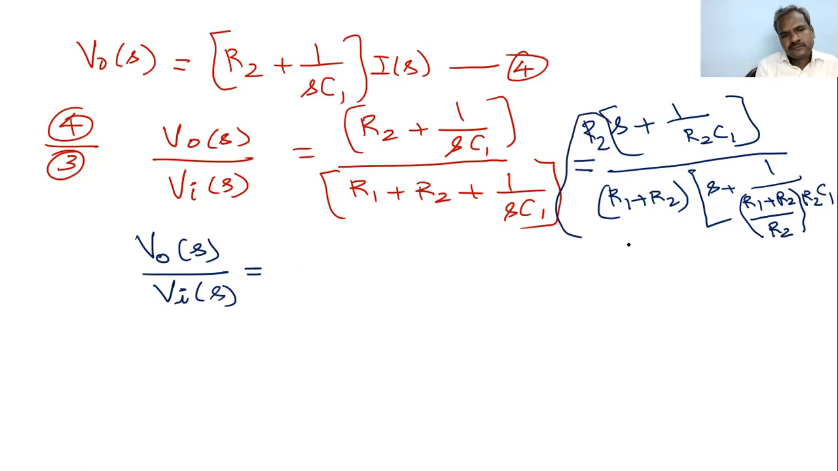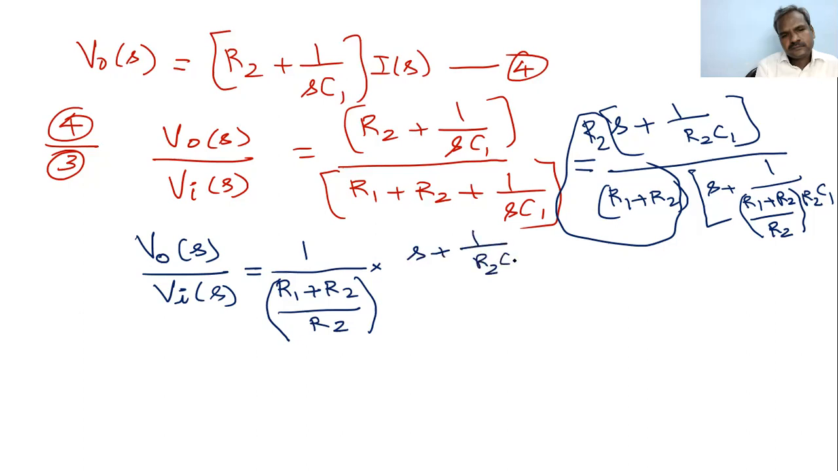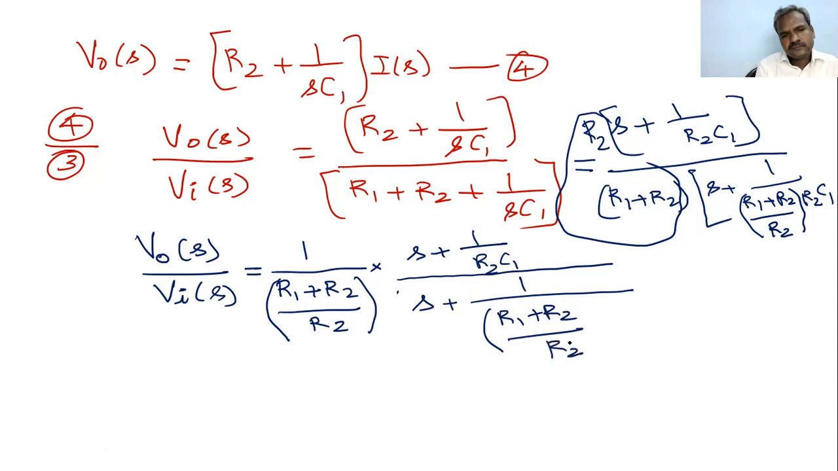So I represent V naught of S to VI of S as 1 by (R1 plus R2 divided by R2), into S plus 1 by R2C1, whole thing divided by S plus 1 divided by (R1 plus R2 by R2) into R2C1. Now I am going to compare with the standard format.